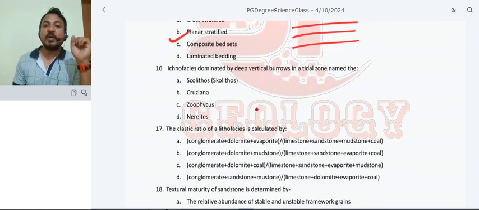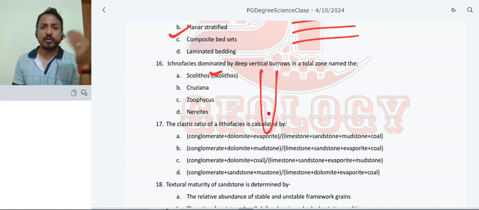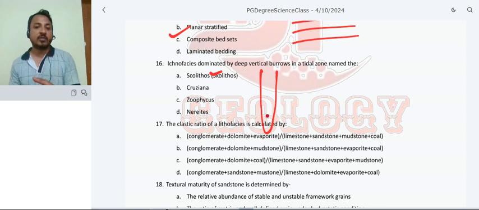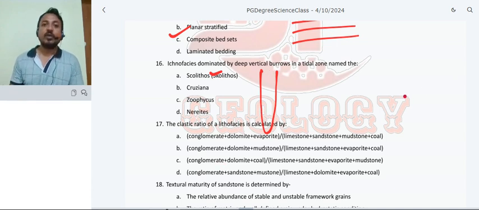Ecrobasin dominated by deep vertical burrows in the tidal zone is named as... So there is just Skolithos. They have deep vertical burrows. They are found in the tidal region. They construct these deep vertical burrows because they are found in intertidal conditions, so there is a chance of desiccation during low tide. To prevent desiccation, they always produce deep burrows. The answer will be Skolithos.